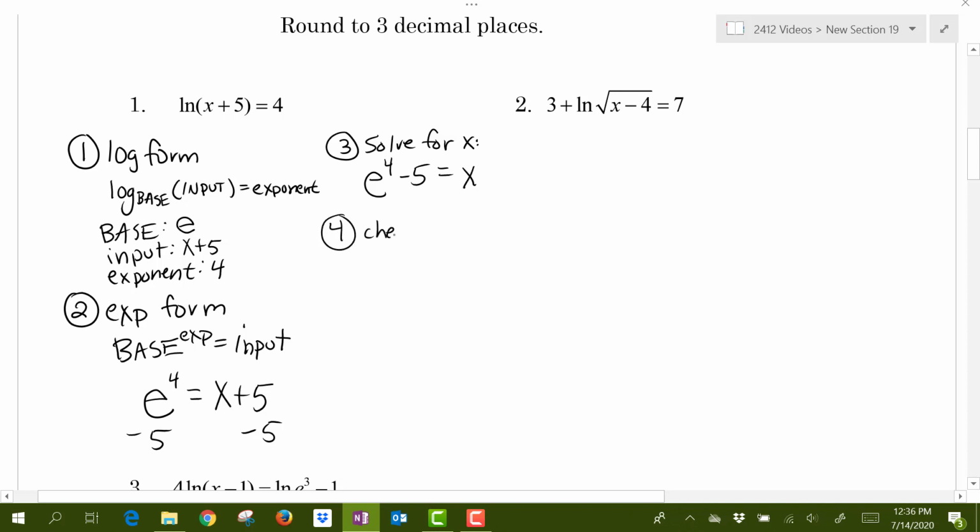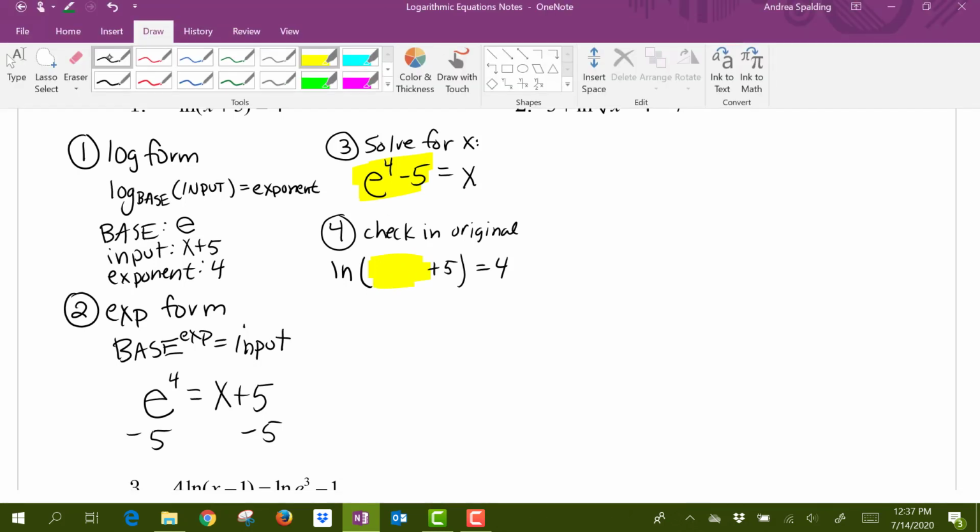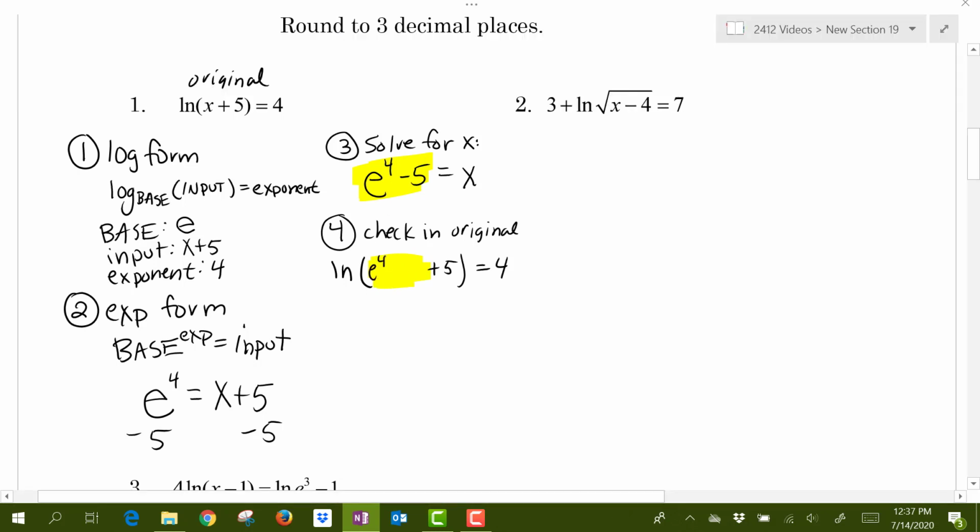Step 4, we want to check our answer in the original equation. Really important that you do not check in any form of the equation except the original. Go back to before you did anything at all to the original printed problem, and I'm going to replace x with our solution. So I'm going to put everything here into our equation in place of x. All right, and I'm going to simplify.